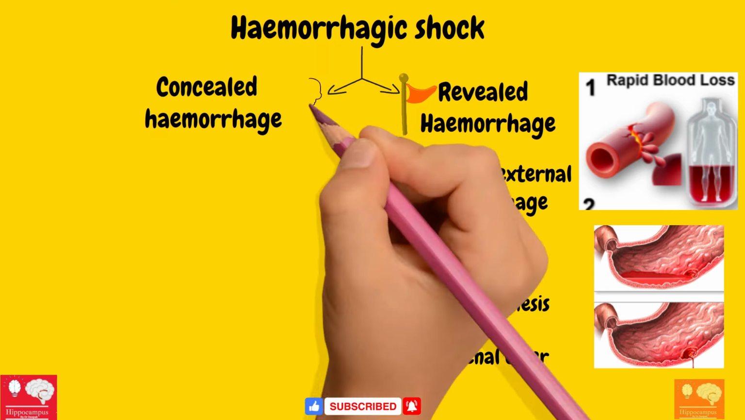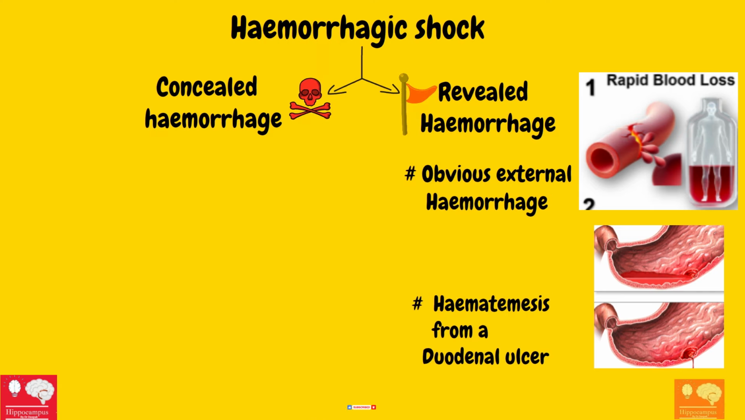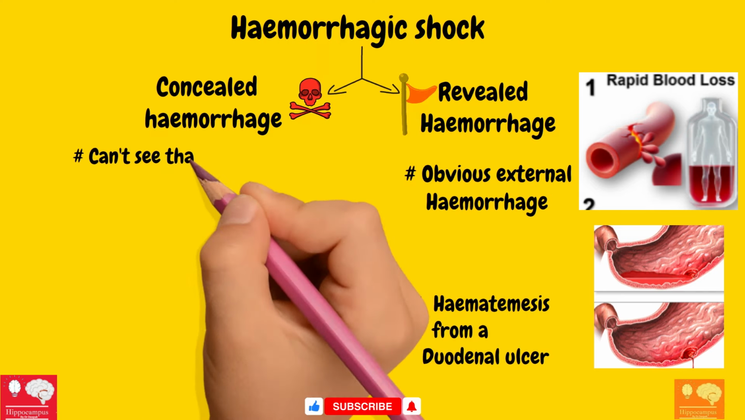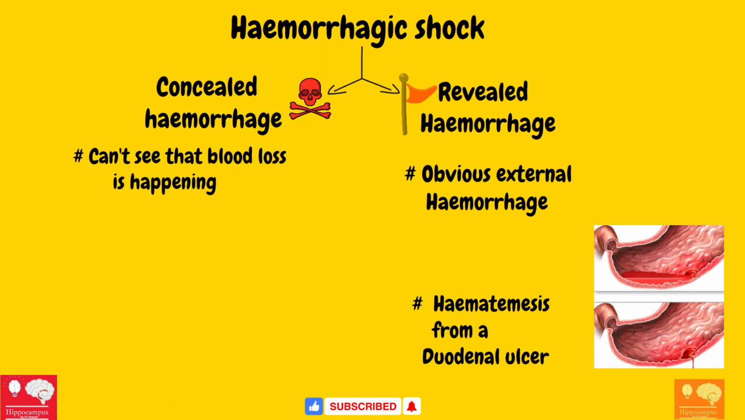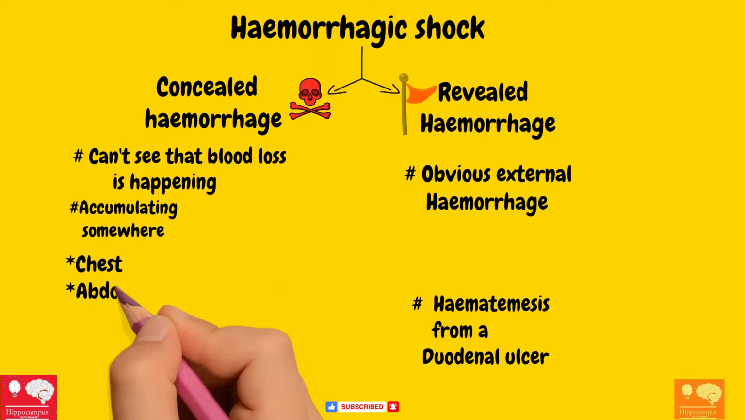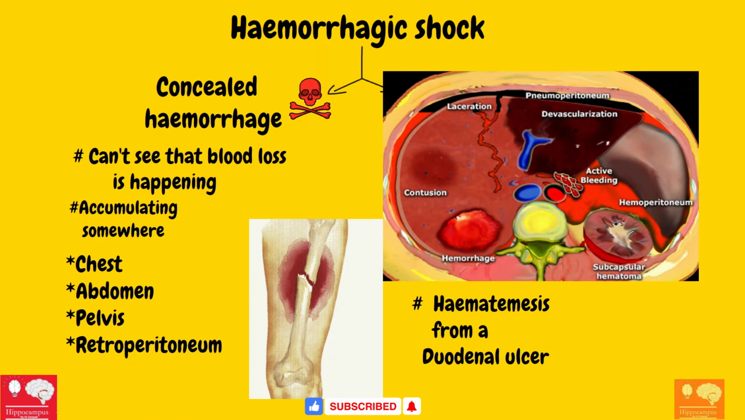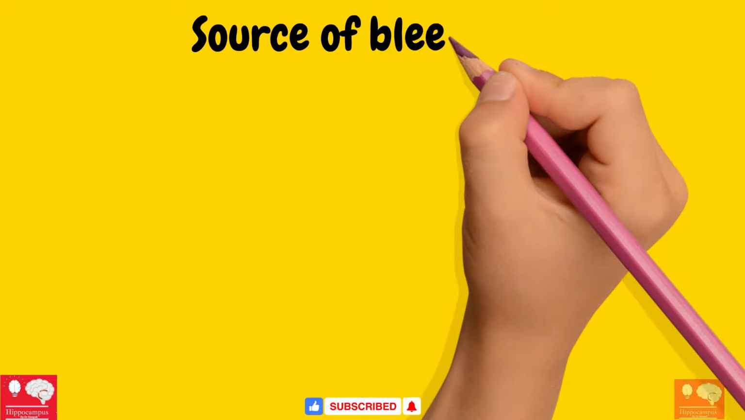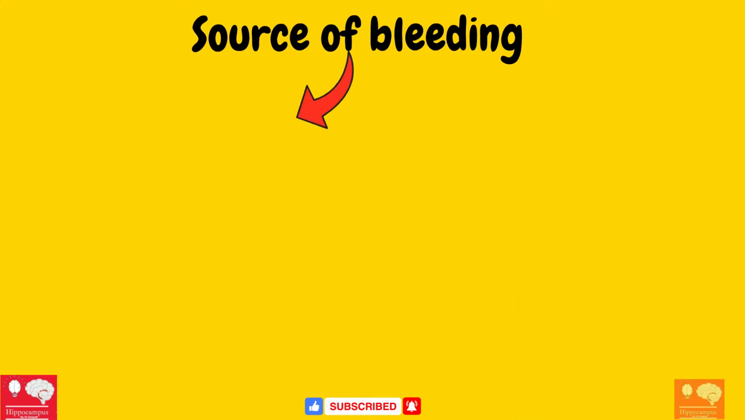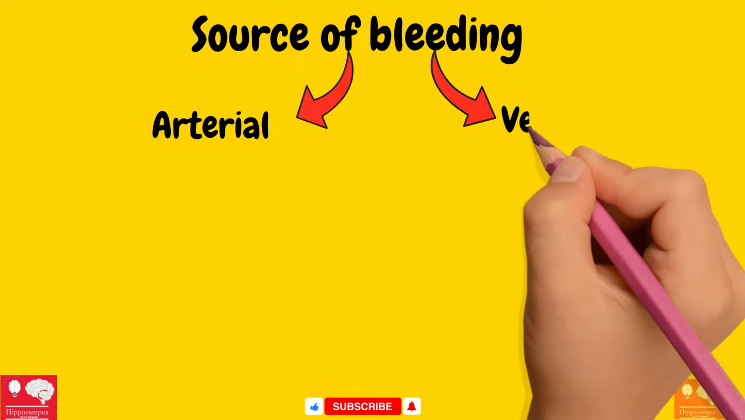The other one is concealed hemorrhage. Concealed hemorrhage is where you can't see that blood loss is happening, but it is accumulating somewhere in the body. It can be concealed within the chest, abdomen, pelvis, retroperitoneum, or in the limbs with contained vascular injury or associated with long bone fractures. Another thing I want you to remember is that bleeding can either be from an arterial source or from a venous source.